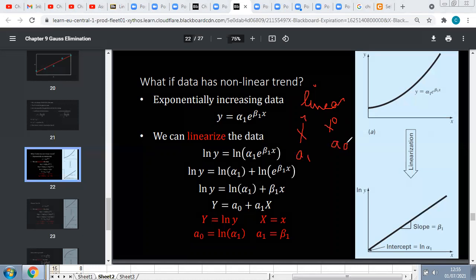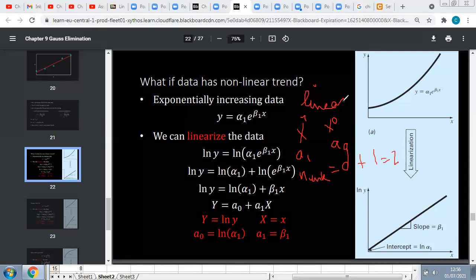The number of unknowns is equal to the degree plus 1. When I have a linear fit, which is degree 1, the number of unknowns is 2.